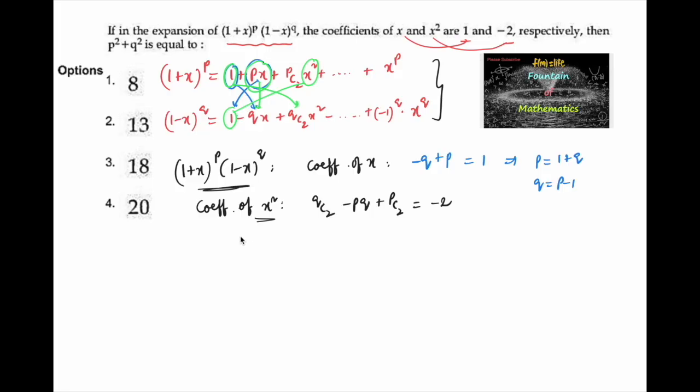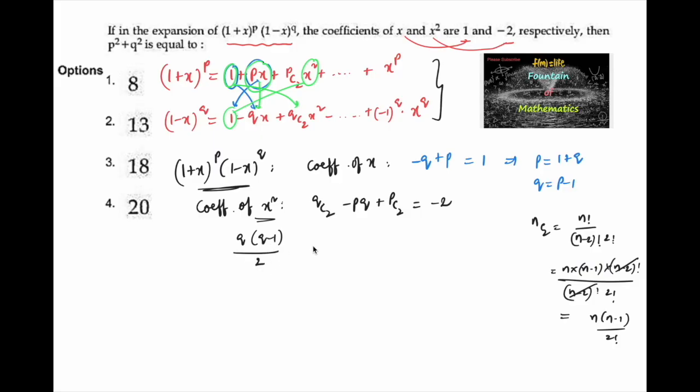So we can write nC2 is equal to n factorial by (n minus 2) factorial into 2 factorial, that is n into (n minus 1) into (n minus 2) factorial divided by (n minus 2) factorial into 2 factorial, which can be written as n into (n minus 1) divided by 2 factorial. So here we can write q into (q minus 1) divided by 2 minus pq, and here p into (p minus 1) divided by 2, which is equal to negative 2.